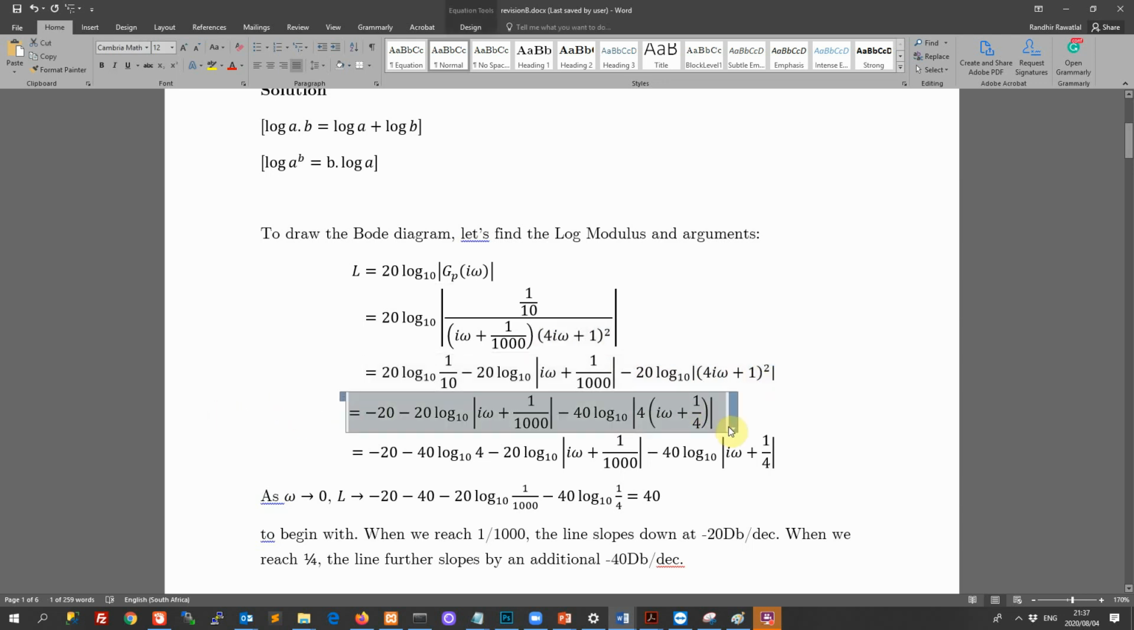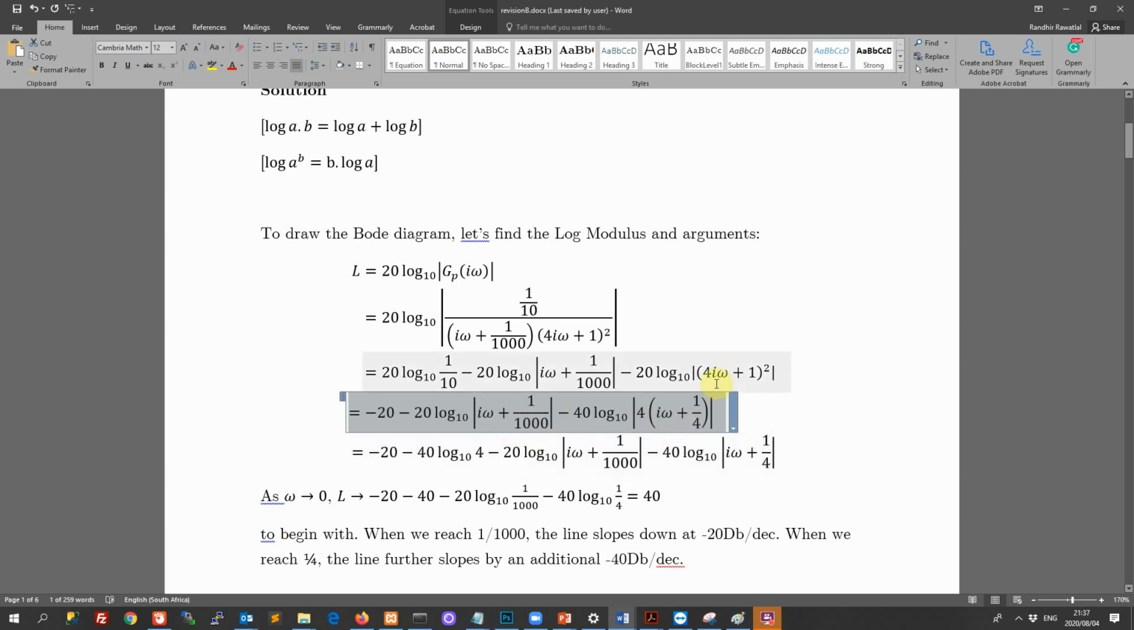And then to find the places where our function is going to turn, we like to write this in the form I omega plus some constant. When we write it like that, that constant tells us where the curve is going to turn. In this one, it's already in the form I omega plus constant, so we can say it's going to turn at 1 over 1,000. We can leave that as it is.